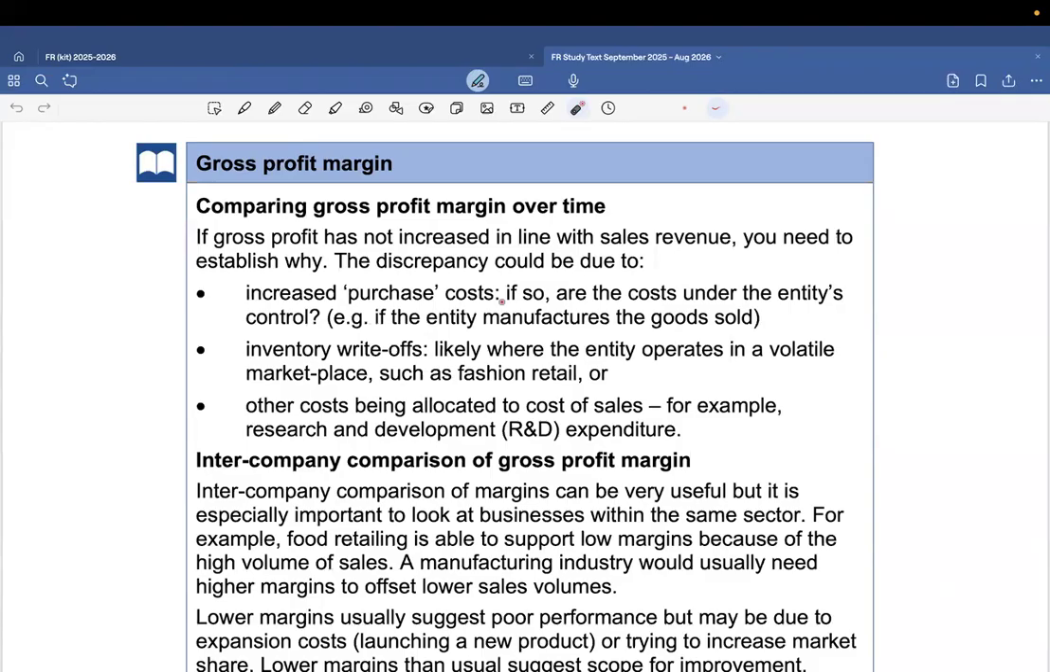even if you can earn revenue, right? So gross profit, if it's low and if the revenue is constant throughout the time, means there is something wrong with the COS involved. Understood? Same way, inventory write-offs could be there, or any other cost which is allocated to cost of sales might increase, right? So increase and decrease in gross profit is directly linked with revenue or cost of sales.